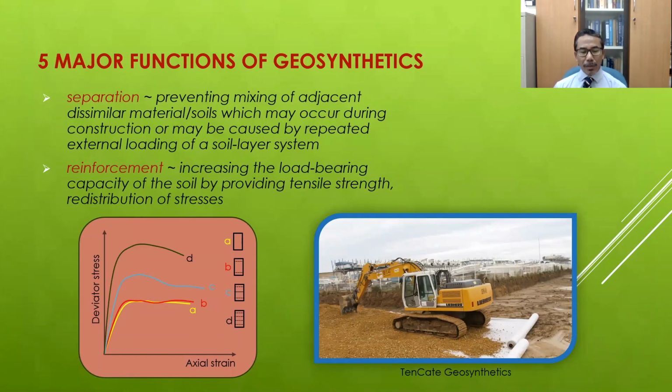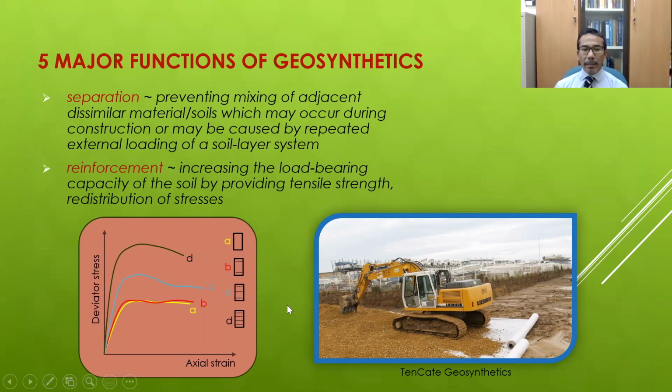Since there are hundreds or maybe thousands of geosynthetic products, the functions will be vast. However, in this course, I divide the functions into five groups. First is separation. Separation refers to preventing mixing of adjacent different materials or soil which may occur during construction or may be caused by repeated external loading during the operational phase.